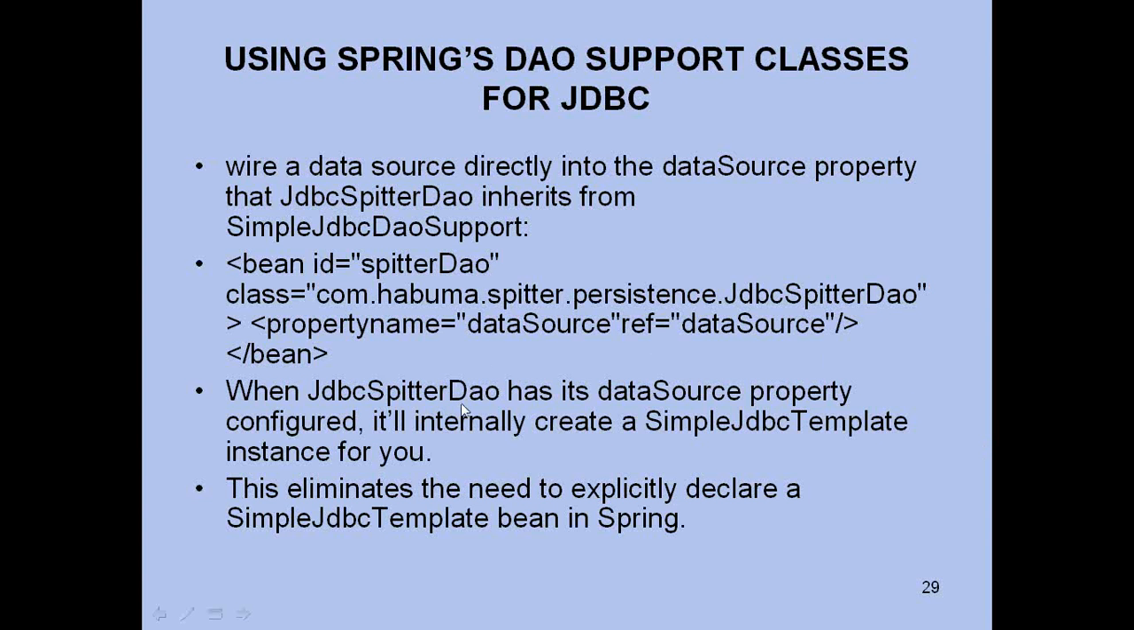Once JDBC splitter DAO has its data source property configured, it will internally create a simple JDBC template instance for you. It does it automatically. You don't need to create a variable, setter methods and all those things. Once you extend that and inject the data source property, your splitter DAO class will internally create a simple JDBC template instance for you. This eliminates the need to explicitly declare a simple JDBC template bean in Spring. Earlier you were creating that simple JDBC template bean in the Spring configuration. Now you don't even need to do that.